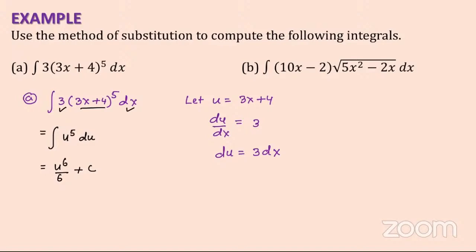That is my answer, but not the final answer, because our question is in terms of x. So my final answer should be in terms of x. So I have to resubstitute the value of u. And you know that your u is 3x plus 4. So we can write this as (3x plus 4) raised to 6 divided by 6 plus c. So that's how we can perform u substitution and solve a problem like this one.